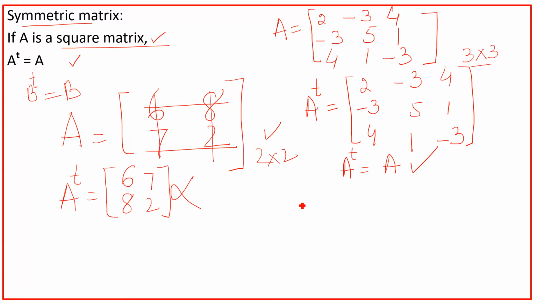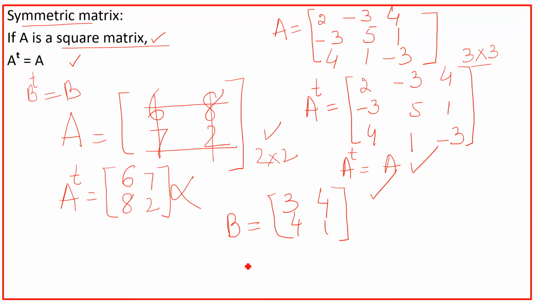Right? Another example I will give you. Suppose now this is B. Instead of A, I am writing B. So you should know that any letter we can use. 3, 4, and this is 4 and 1. First condition is that it is a square matrix. So here we can say B is a square matrix. 2 rows and 2 columns. Yes, first condition is satisfied.